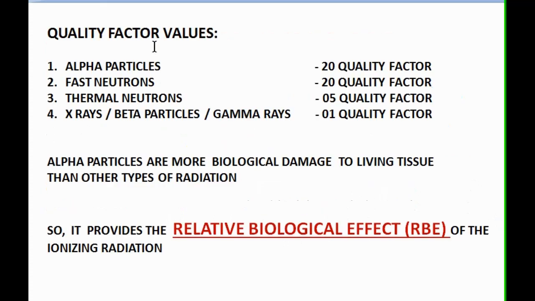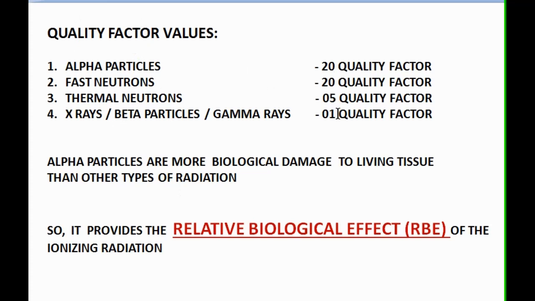See the quality factor values. Man dose is equal to RAD, that is radiation absorbed dose, times quality factor. The quality factor value varies here. Alpha particles have a quality factor of 20. Fast neutrons, 20. Thermal neutrons, 5. X-rays, beta particles or gamma rays, 1. So alpha particles cause more biological damage to living tissue than other types of radiation. That's why we have to take these values.